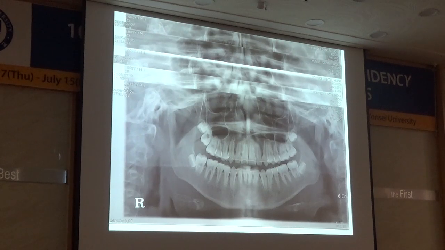This may be available only when the lesion is a cystic cyst, not a tumor or something else. So you have to do a biopsy to confirm the pathologic lesion.